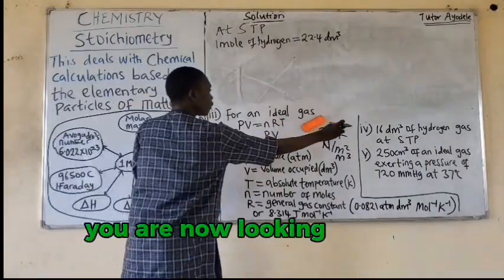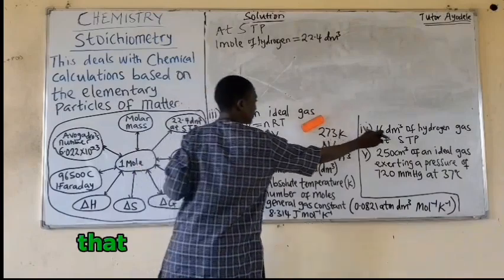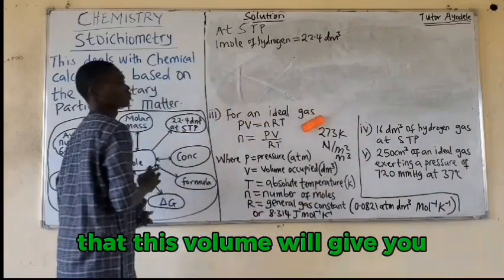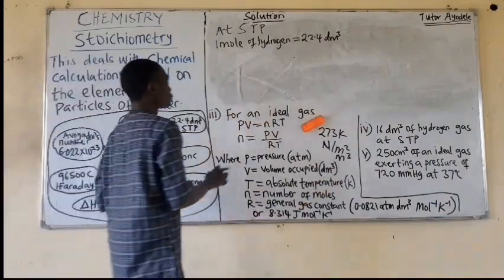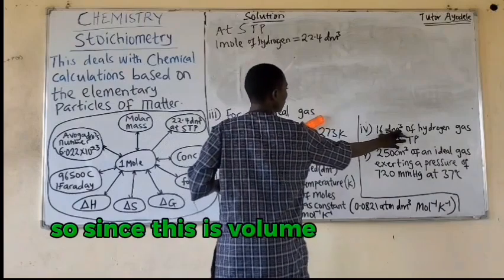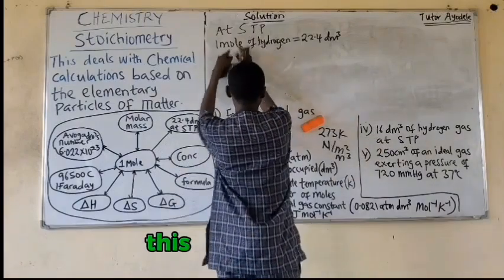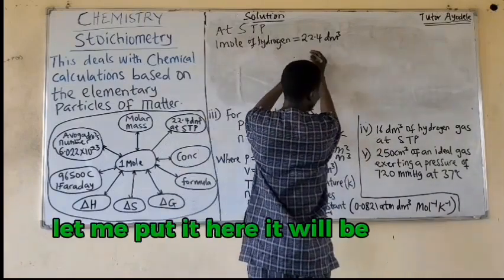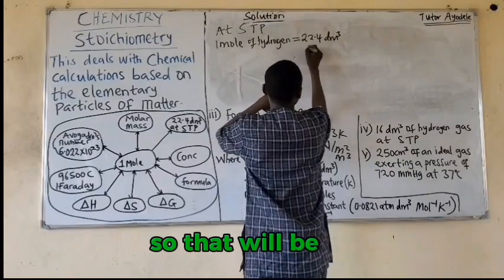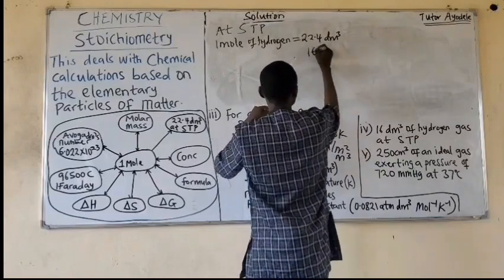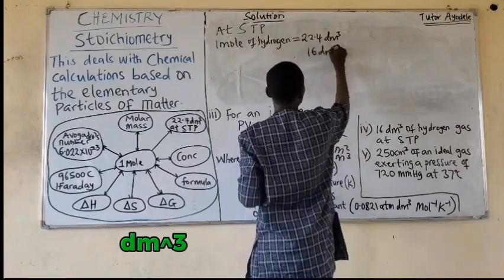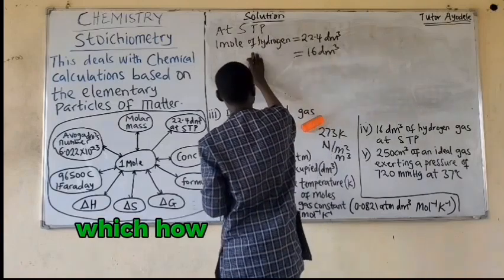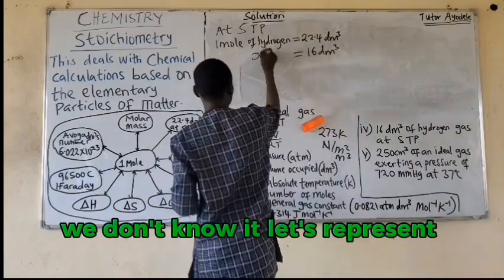You are now looking for the numbers of mole that this volume will give you. That's what you are looking for. Since this is volume, dm cube, I will put it under volume here. So that will be 16 dm cube will be equal to which? How many numbers of mole will it give us? We don't know it. Let's represent it to be what?